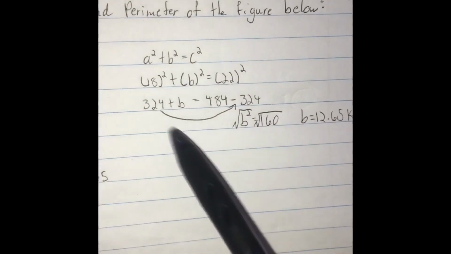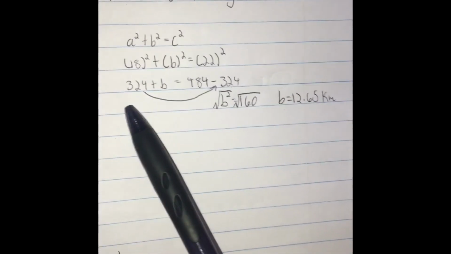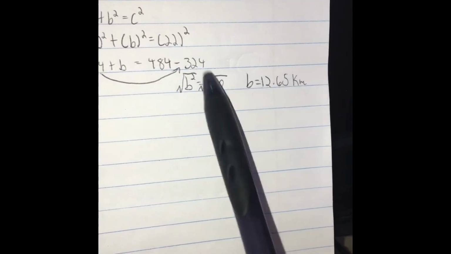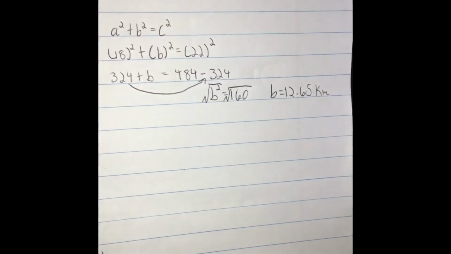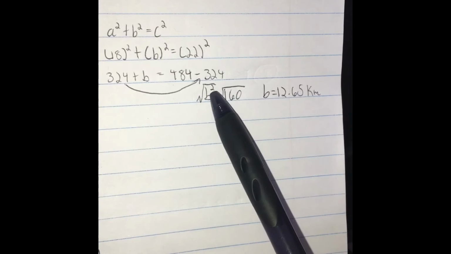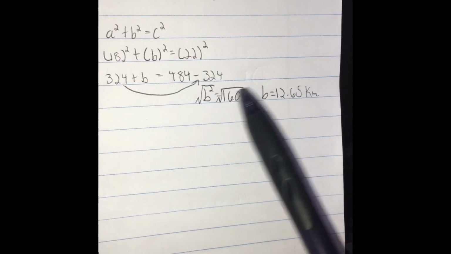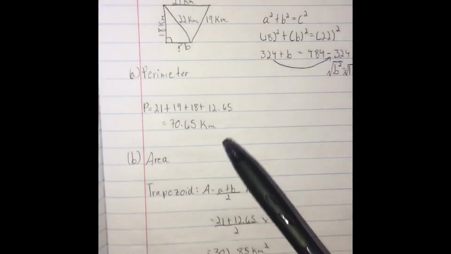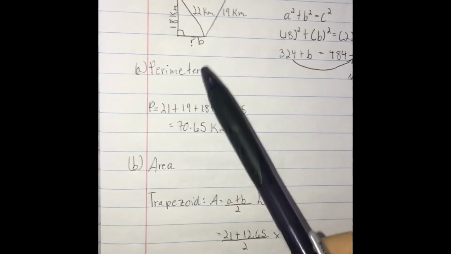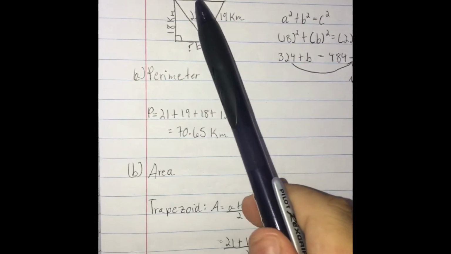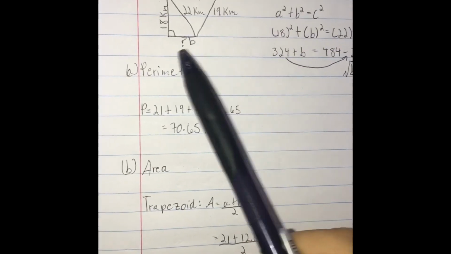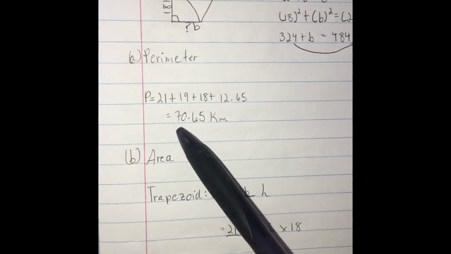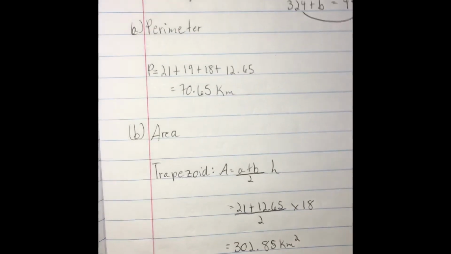So you want b as the subject, so you must switch 324 to the right side, which then will become a negative number. So you'll get b squared is equal to 160 after subtracting these two numbers. You must square root to take off the square. So the square root of b squared will be b, and the square root of 160 will be 12.65 kilometers. So now we can solve for perimeter. Perimeter is the distance around, as I stated before. So it will be 21 kilometers plus 19 kilometers plus 12.65 kilometers plus 18 kilometers, which in total addition will give you 70.65 kilometers.